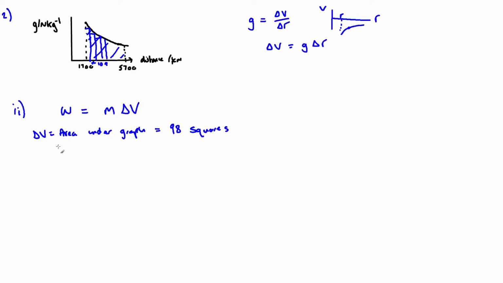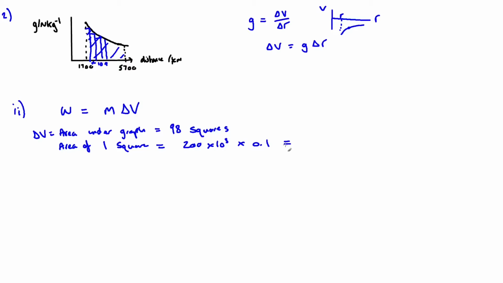And then we need the area of one square. So if we look at our graph, horizontally each square is 200 kilometers, 200 times 10 to the 3 meters then. 1,000 kilometers is 5 squares, looking at that scale. And then going upwards, each one square is 0.1 newtons per kilogram.